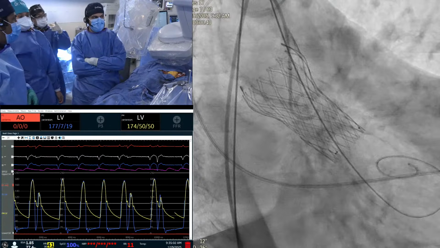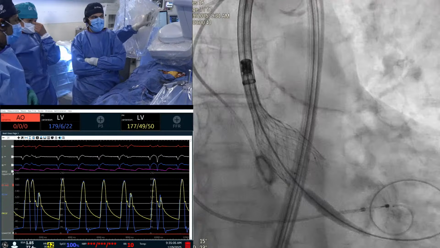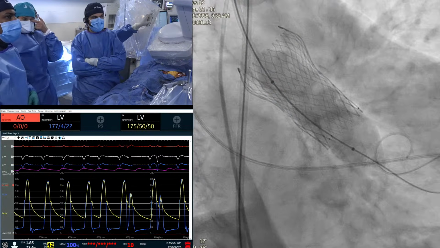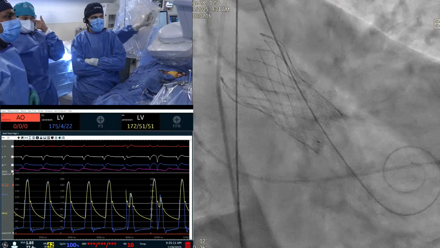Now you can see. We can go back to that same view for the audience. This is the one. When we dilate, look at this. This is probably 22.5 or so.